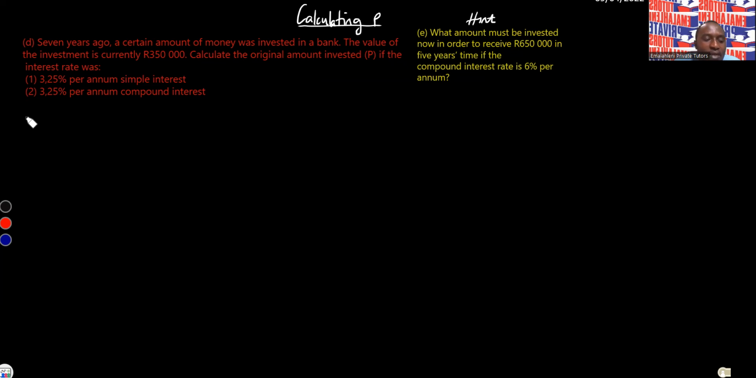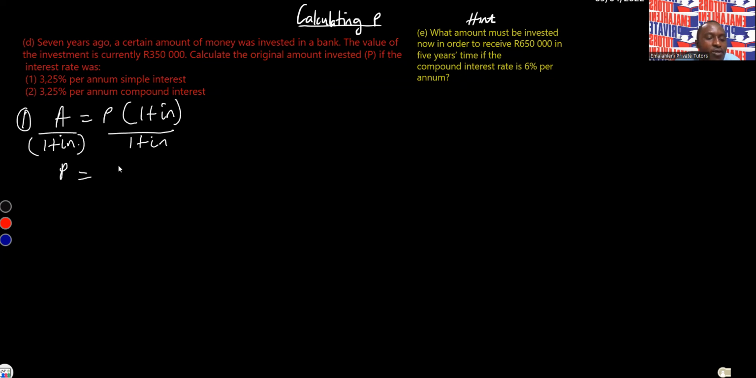We are dealing with the simple interest. So simple interest is A equals P(1 plus IN). Here, from the set, we have P. We can make P the subject of the formula. So we divide both sides by 1 plus IN. So P is going to be equal to A over 1 plus IN.